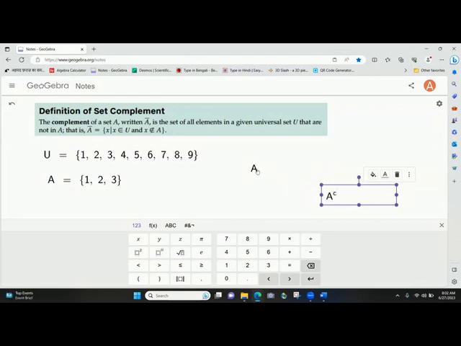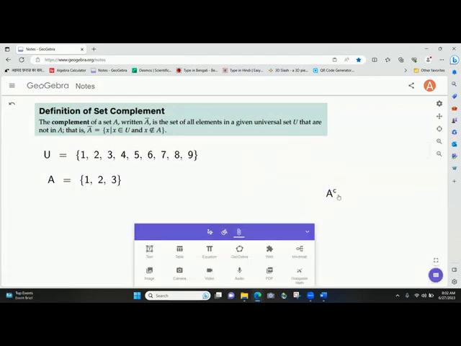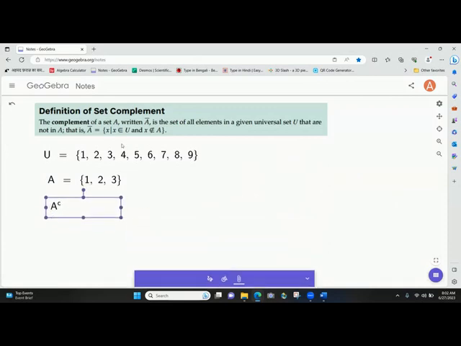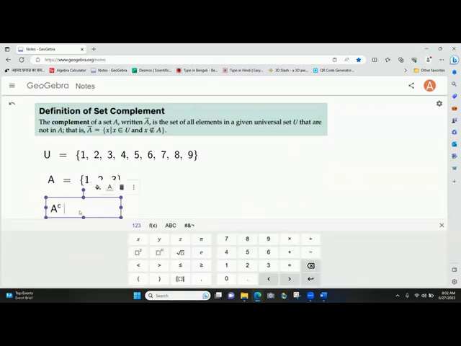I'm going to write it like this. Okay. So what is the complement of A? The complement of A is everything in the universe except for the guys that are in A. So I can include 1, 2, 3, but I can include 4, 5, 6, 7, 8, 9. Once again, the complement of A is everything in the universe except for A.